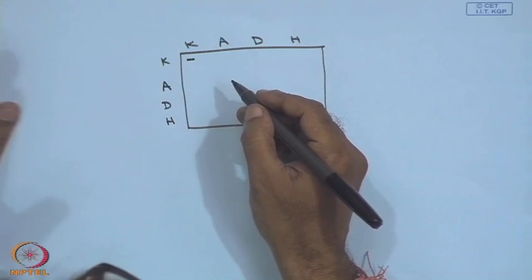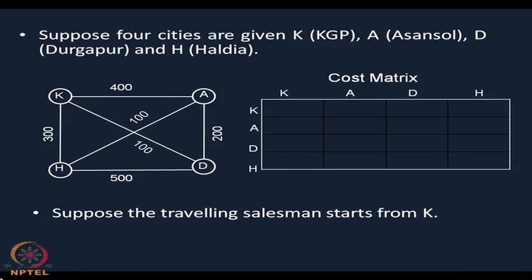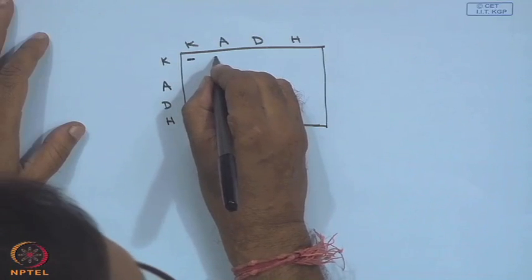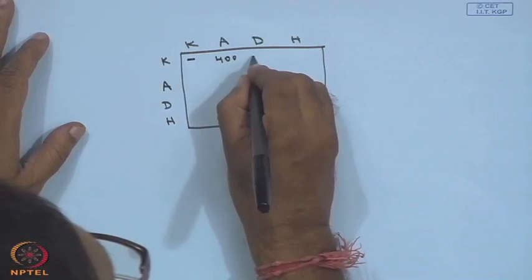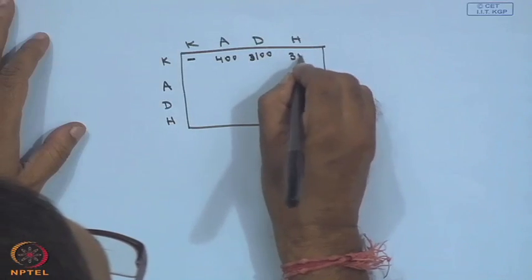If you see the figure again, from K to A it is 400. K to D is 100, K to H is 300. So, this you can write down now on this matrix. K to A is 400, K to D is 100 and K to H is 300.